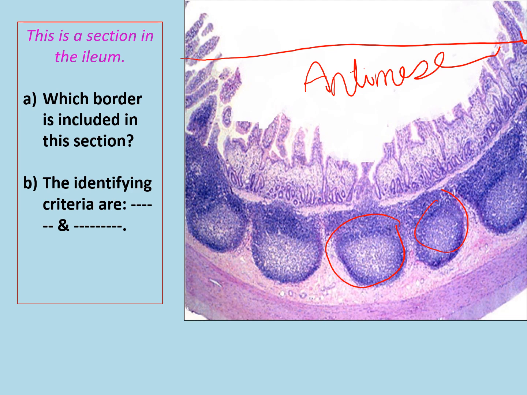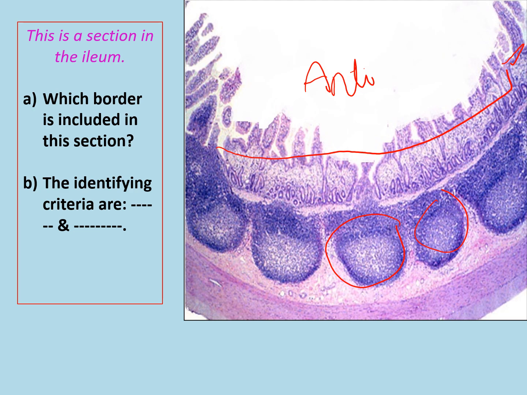What are the criteria to say that this is ileum? First of all, how do we know that this is small intestine? Due to the presence of finger-like projections here. This finger-like projection means that we are in the small intestine. What else? The presence of deeper invaginations, the crypts. So this is small intestine. In the small intestine, we have 3 parts: duodenum, jejunum, and ileum.